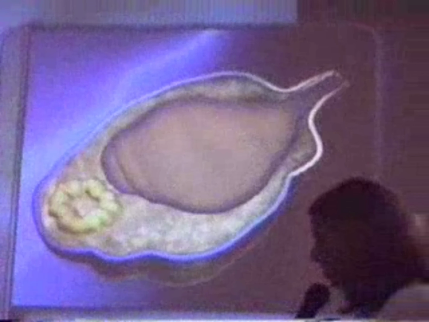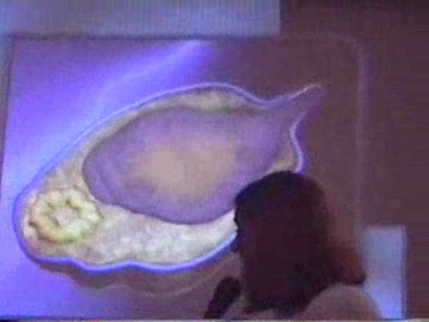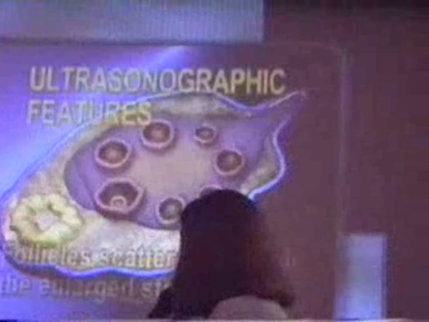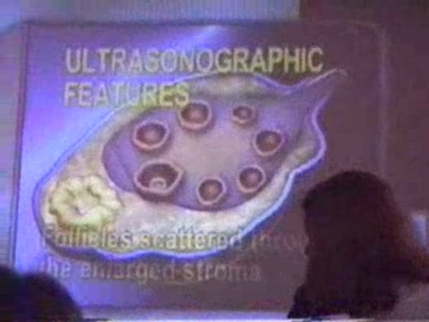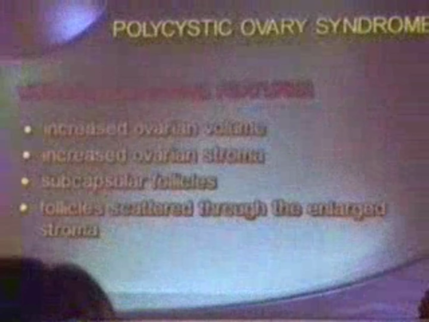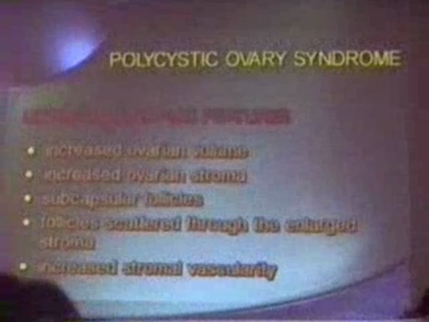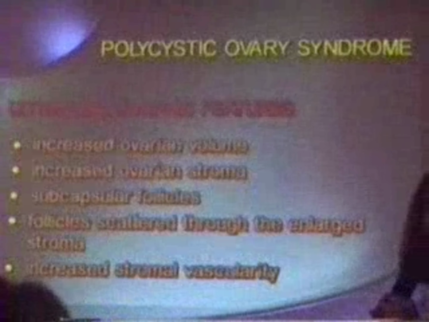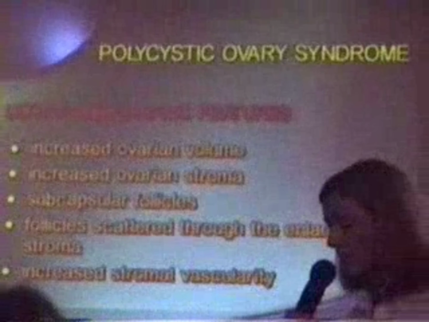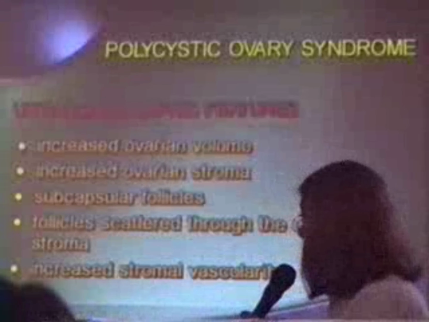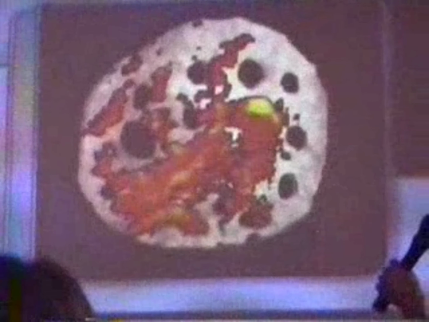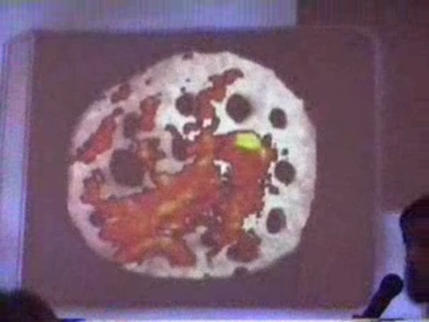But please remember that not all the patients do have subcapsular follicles. Some of them have an enlarged number of follicles scattered throughout the stroma, and in these patients we are talking about a general polycystic appearance, so not a peripheral polycystic appearance of the ovaries. And also a very common finding is increased stromal vascularity. If you are doing Doppler, you will immediately see that patients with polycystic ovaries do have an increased, very vascularized and hyperechoic stroma.